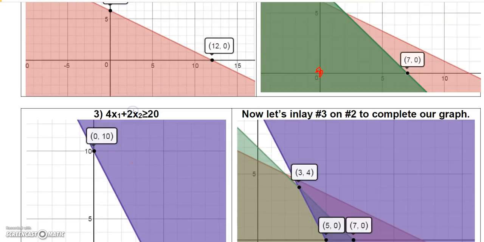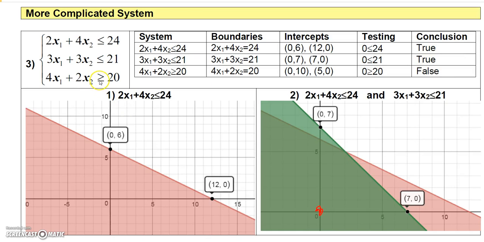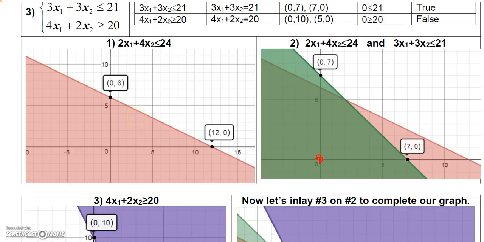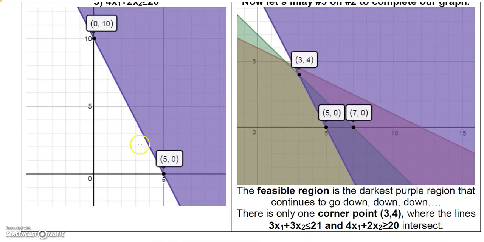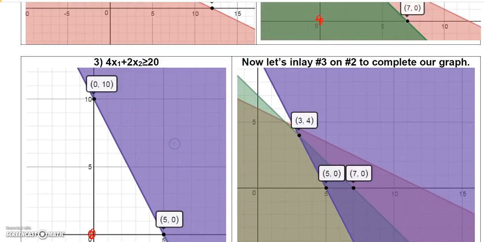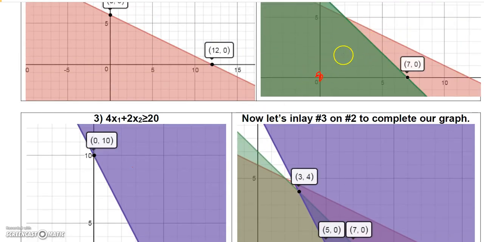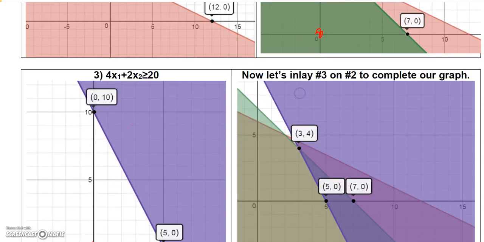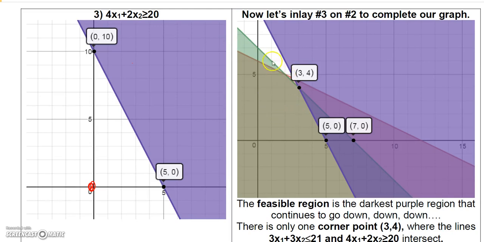But on this one, notice the inequality is actually greater than or equal to, and so if I test the origin here, I get a false statement. So that means I have to shade the other side of that line. So now if I take this shaded region and put it on top of the region that I had over here, it's going to come in through here like this.